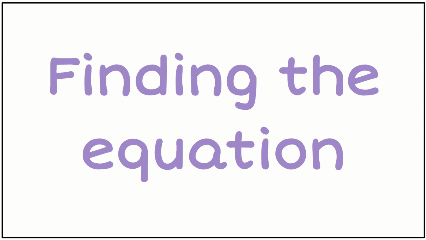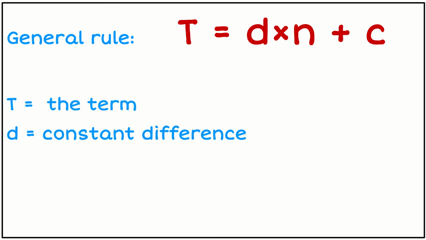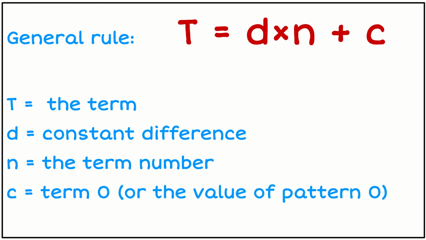Now we want to put that together to find the entire equation of the sequence. So we've got a general rule. The term t is equal to the difference times n, which is the pattern number or term number, plus a constant. So t is the term, d is the constant difference, n is the term number, and c, that's what we call term 0, or the value of pattern 0, or our constant.